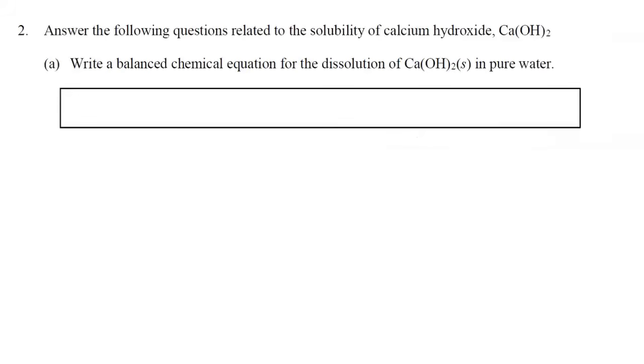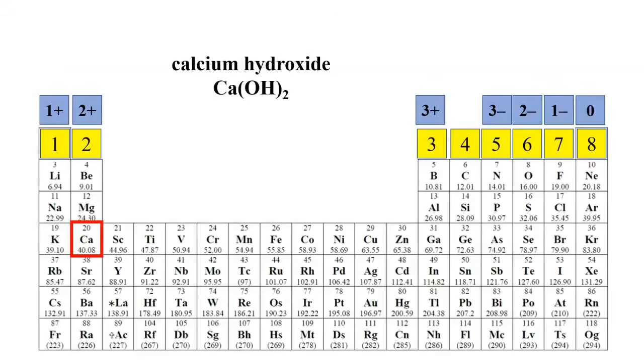Question 2. Answer the following questions related to the solubility of calcium hydroxide, Ca(OH)2. Part A. Write a balanced chemical equation for the dissolution of solid calcium hydroxide in pure water. This is similar to the process that we used in question 1. So we're going to have the solid compound on the left and the aqueous ions with their charges on the right. So calcium is located in group 2, so it has a charge of +2. Hydroxide is -1, and we have 2 of them.